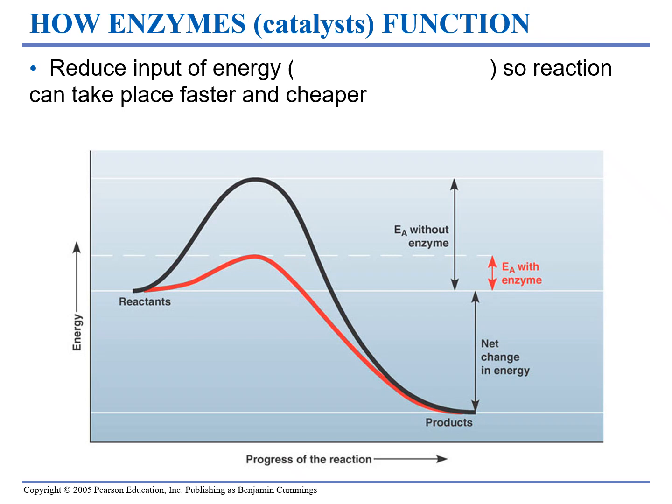Let's look at how enzymes function. Enzymes are catalysts, and they reduce the input of energy, so that the reaction can take place faster and be cheaper. So the activation energy is decreased. Without the enzyme, I'll do that in blue, you have to put in a ton of activation energy all the way up to here, just to activate your reaction.